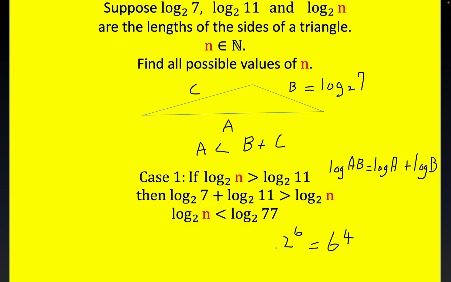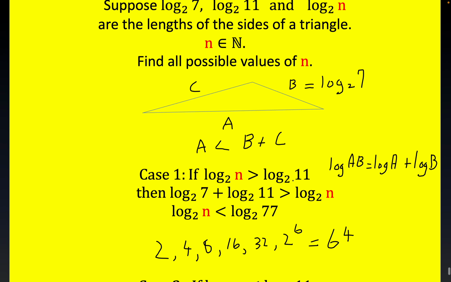Now the next powers in this list would be 32, 2 to the 5th, and 2 to the 4th is 16. Again, we're looking for values of n that satisfy this logarithmic inequality. 2 cubed is 8. 2 squared is 4. And finally, 2 to the first power is 2. So all these numbers would satisfy this circumstance under the assumption that log base 2 of n was larger than the longer fixed leg.